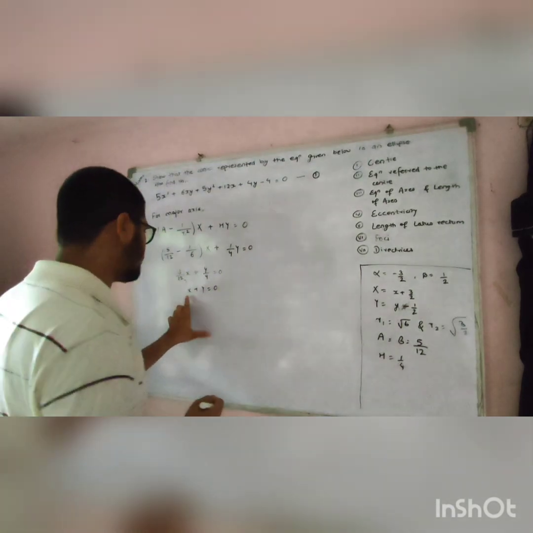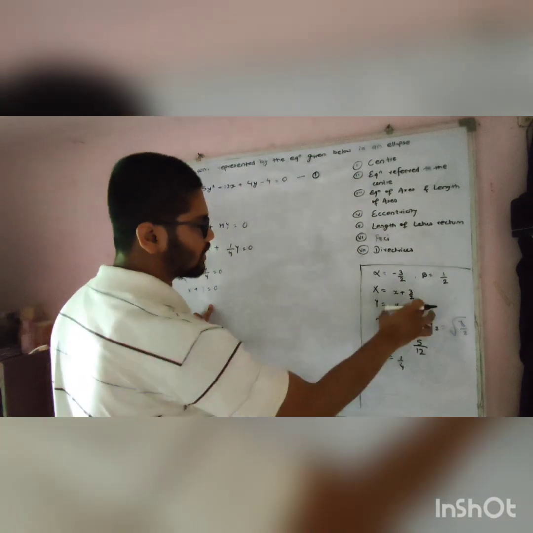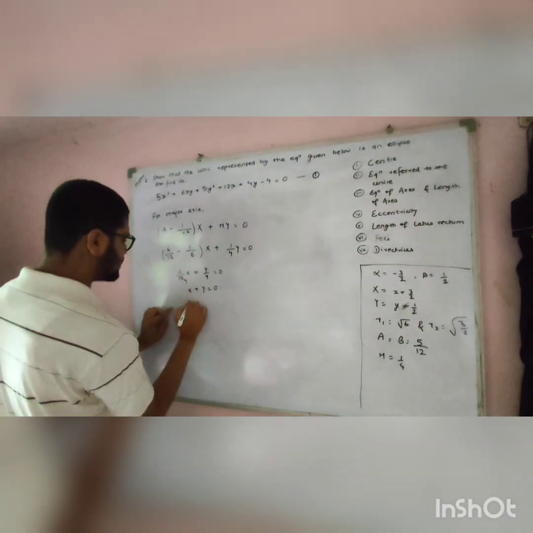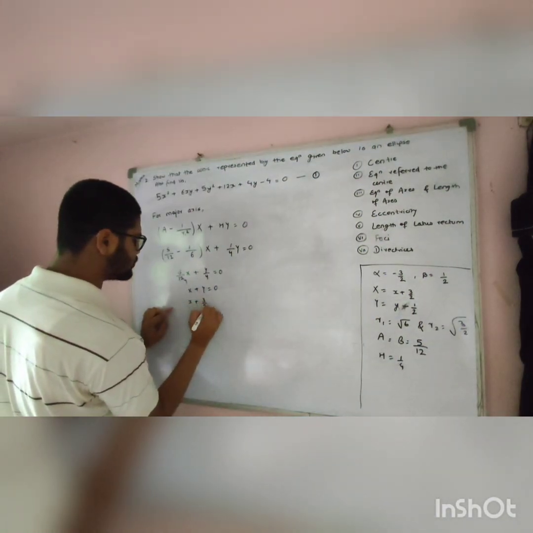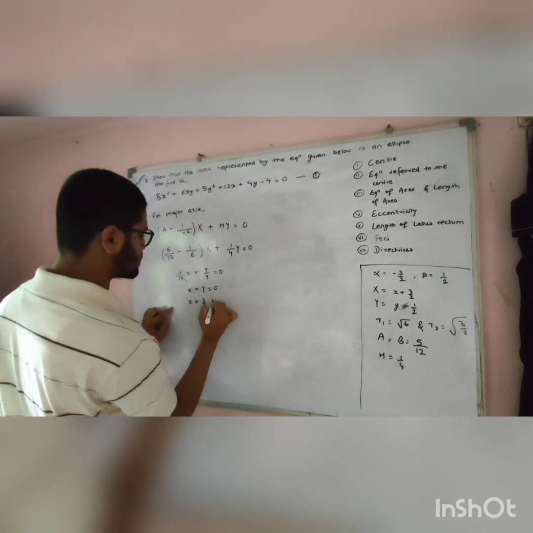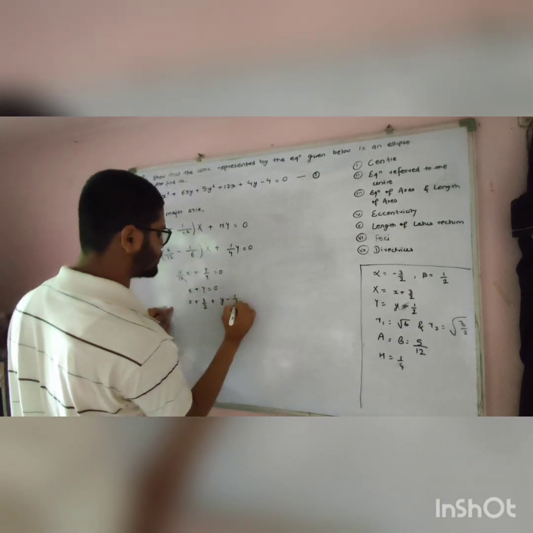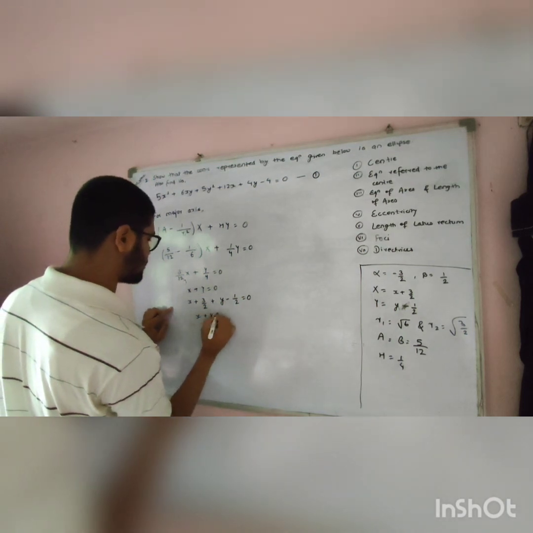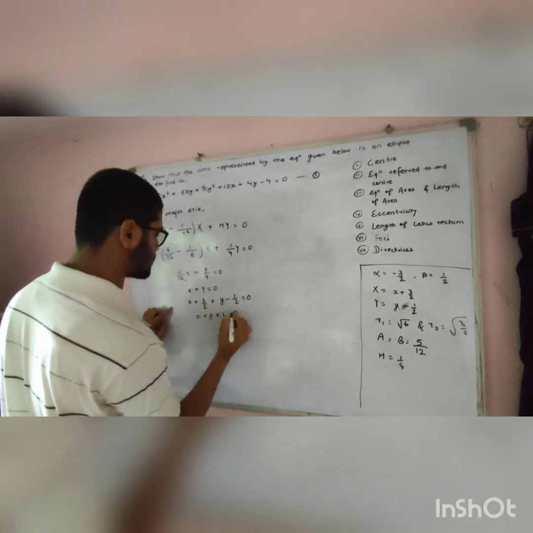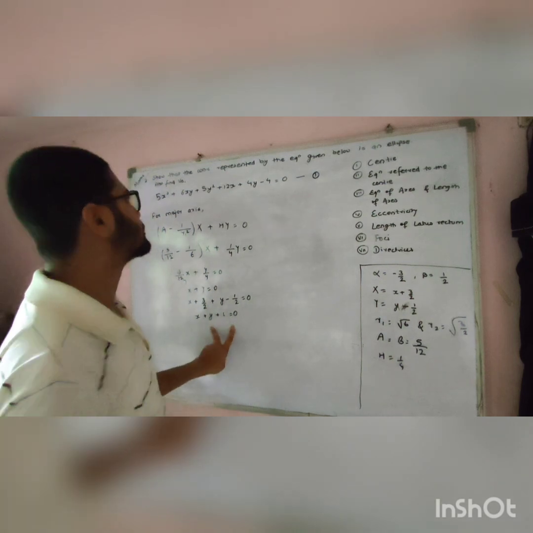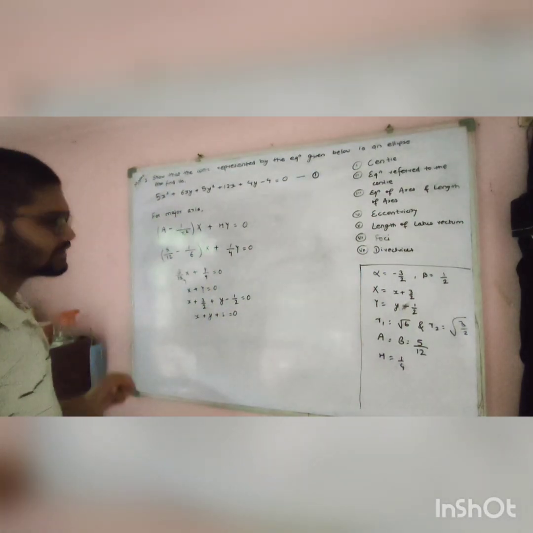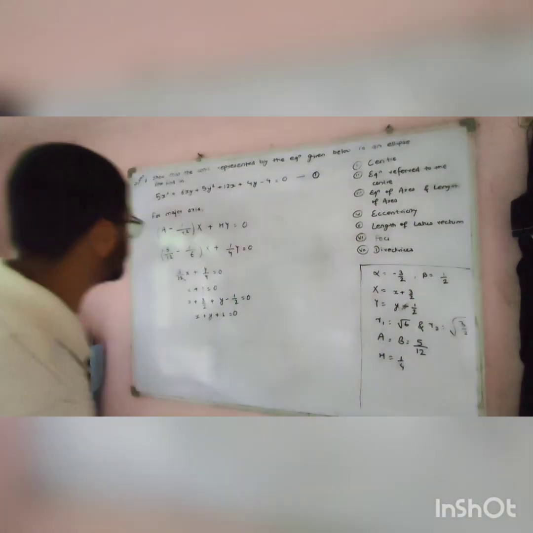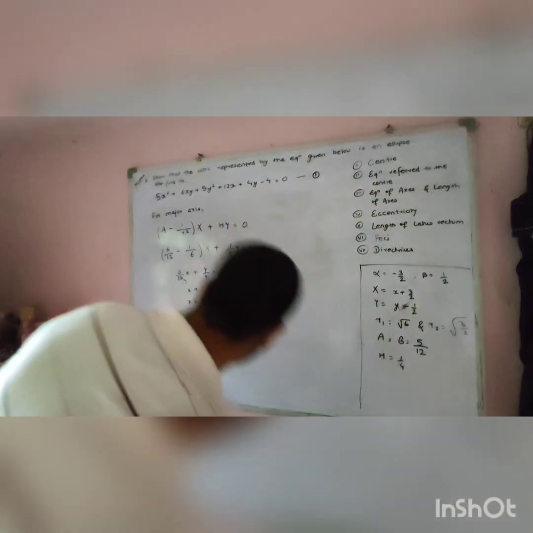Now on substituting the value of x and y which we found earlier, we can write x plus 3 by 2 plus y minus 1 by 2 is equal to 0, which is x plus y plus 1 is equal to 0. So this is the equation of major axis. Similarly, we can find out the equation of minor axis as well.